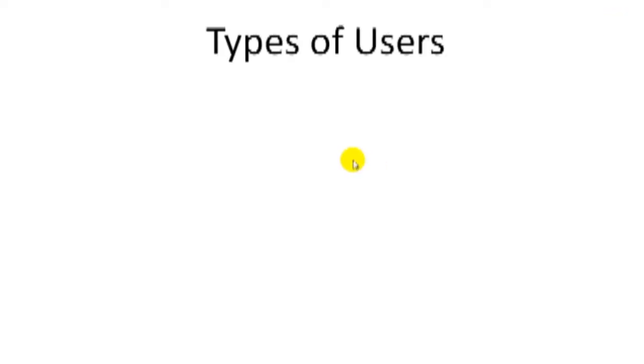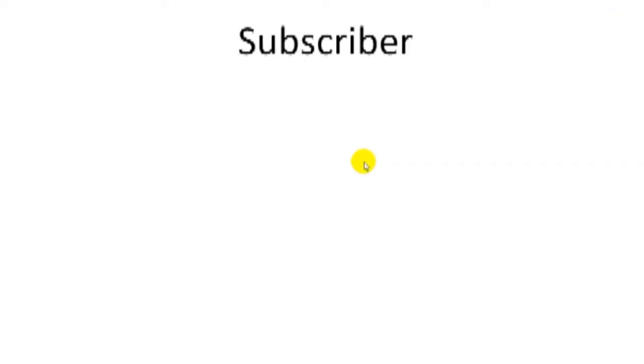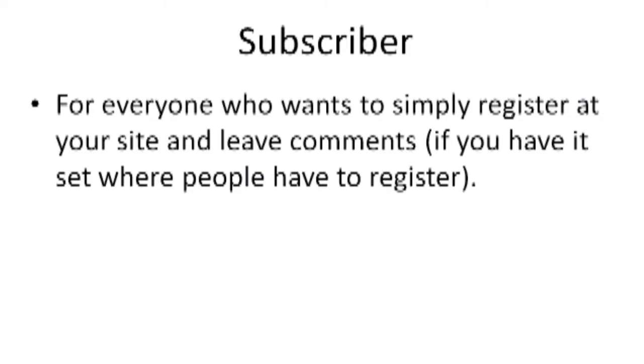So let's talk about the types of users. First of all, we're going to talk about the subscriber user. Basically, this is everybody who wants to simply register at your site and leave comments. Normally this happens if you have it set in your comment settings where people have to register first before they actually make a comment. So this would be a subscriber. They have a limited amount of rights. They only are able to log in and simply interact with your site by leaving comments.